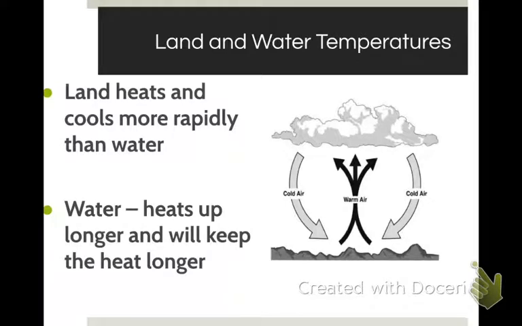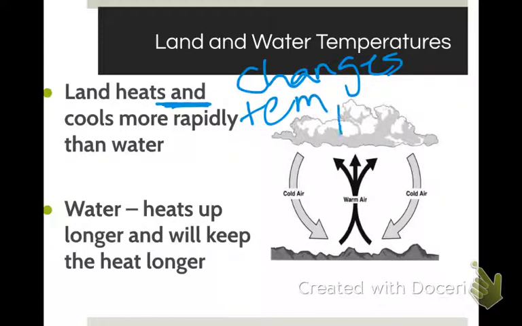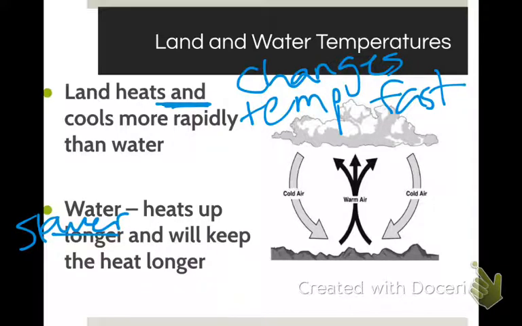And this is where you need to write that down. So land heats and cools more rapidly than water. For some reason, people get the fact that it heats faster, but they always start to lose the fact that it cools faster. So land heats and cools more rapidly than water, aka it changes temperatures fast. Okay, changes temps fast. Water heats up longer, or instead of longer, it may make more sense to write slower. It heats up slower, and it will keep the heat longer, aka meaning it cools slower.